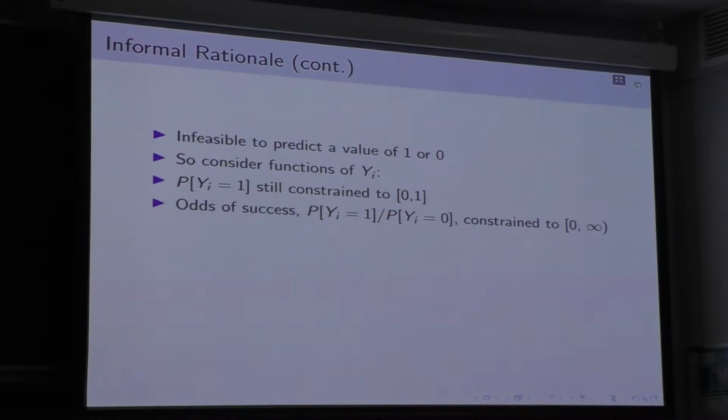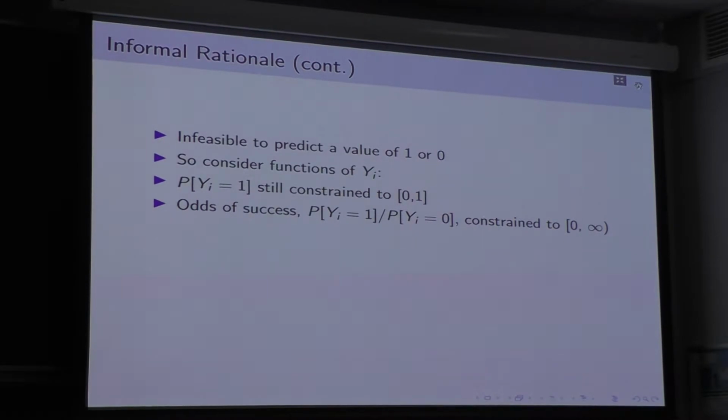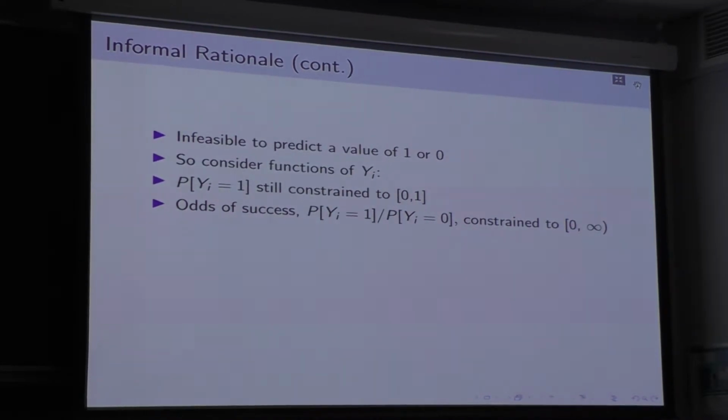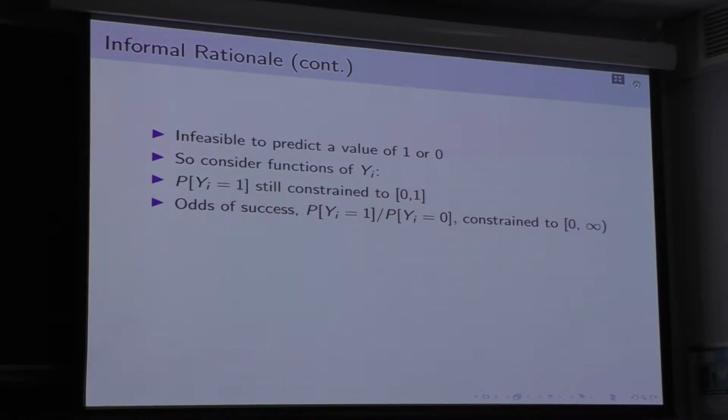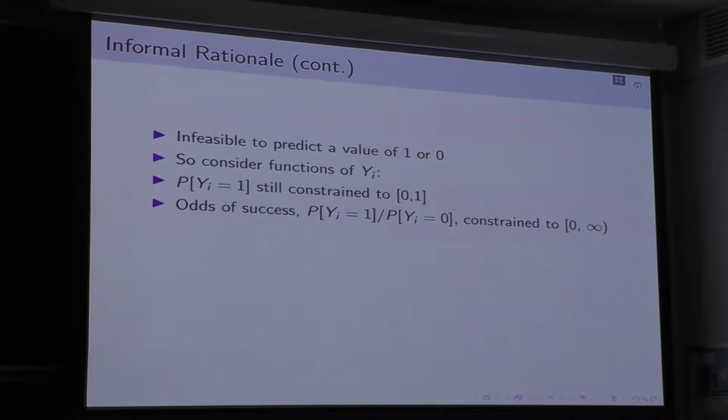Here's a function that we were talking about before, the odds. That's the probability y is a 1 divided by the probability y is not a 1, which in this case is that y is a 0, since there are only the two possibilities. So that's the odds of being a success. And that is still constrained, but only much less so. It's only constrained on one side. So that might be a better thing to do.